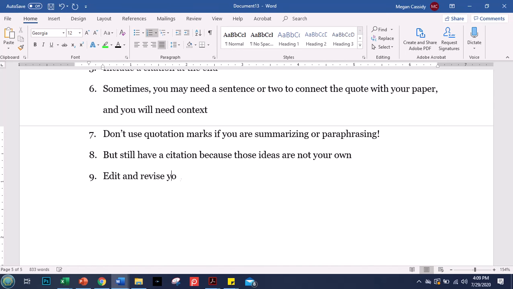Edit and revise your work. Make sure you're turning in the best stuff you can, and don't be afraid to go back and fix it later.